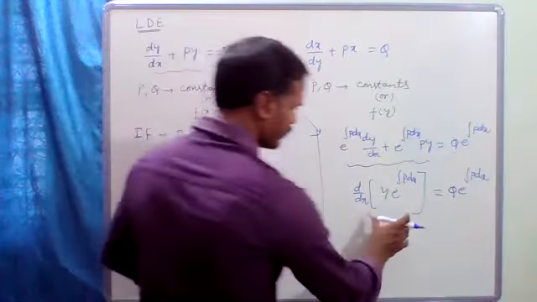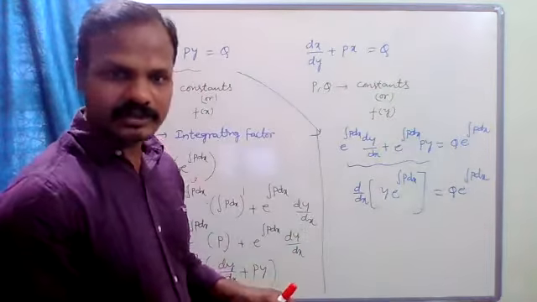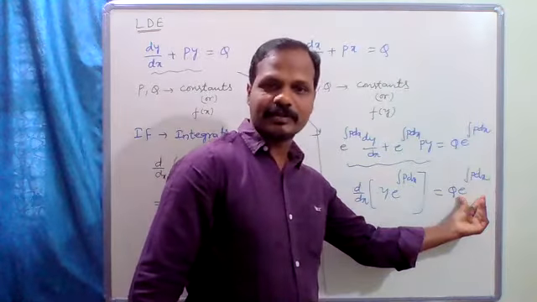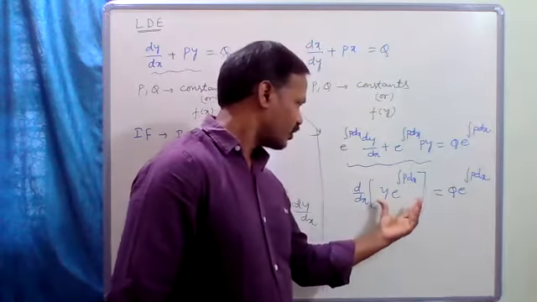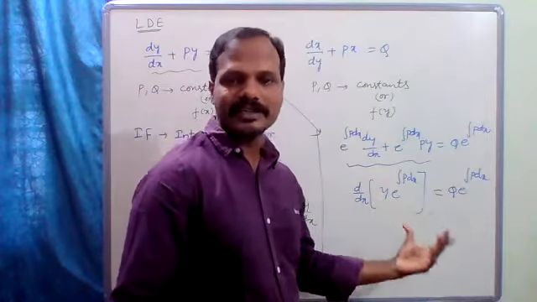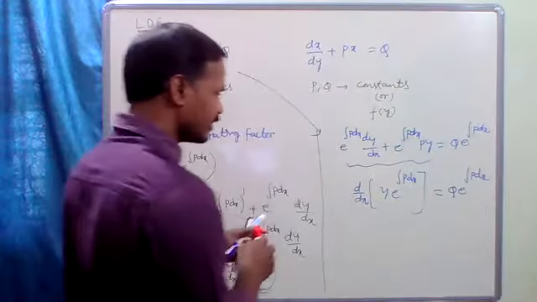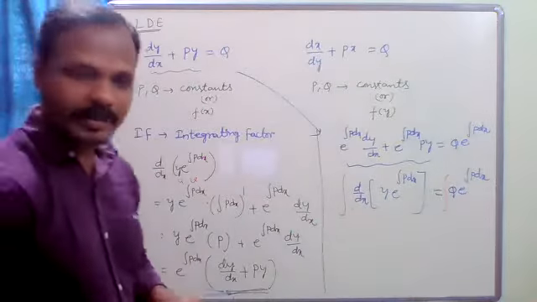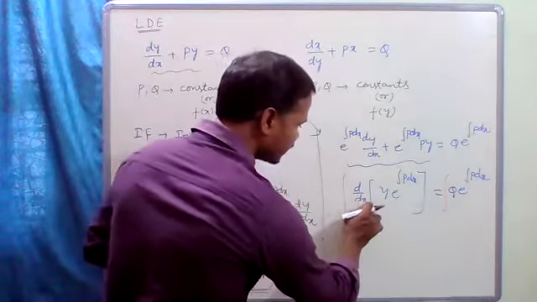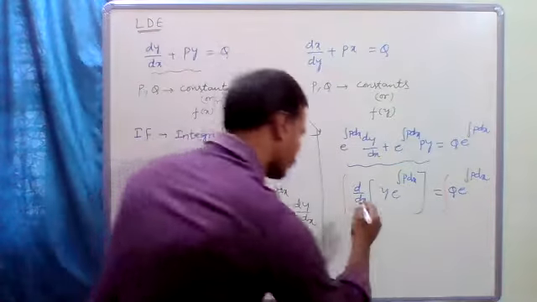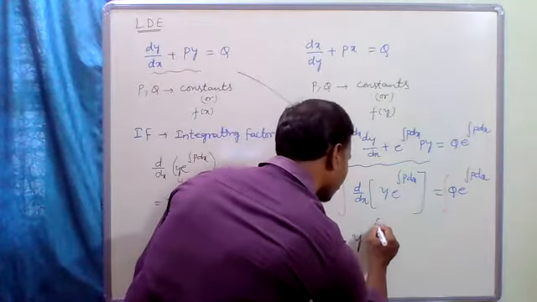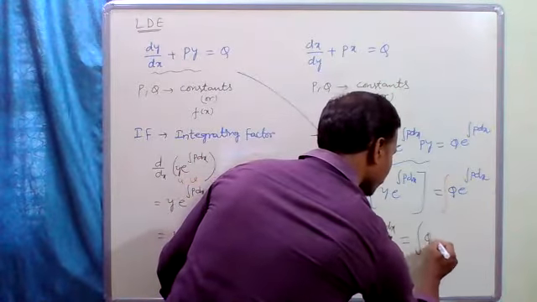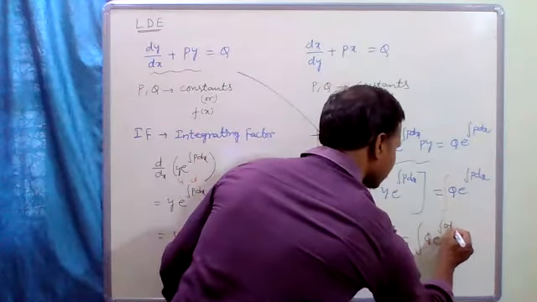Now apply the integration on both sides, because here now it is in variable separable. These all are x terms because q is a function of x. So this is the exact form. If you integrate on both sides, what happens? Integration and derivative will be cancelled. So then y into e power integral p dx equal to integral q into e power integral p dx.